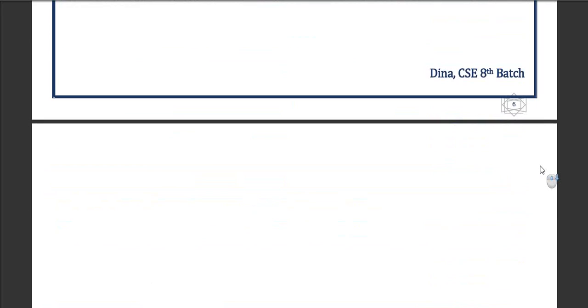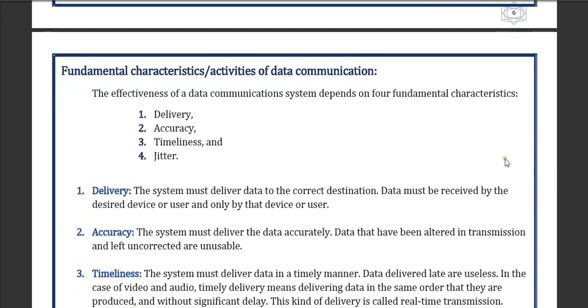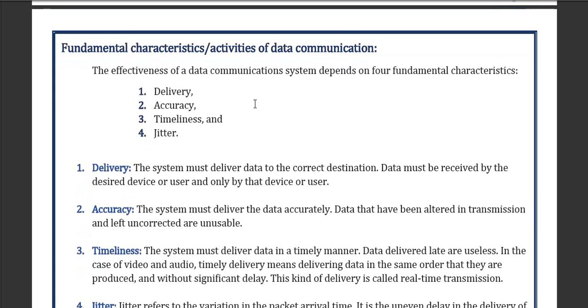Moving on to the next: fundamental characteristics or activities of data communication. Data communication has four activities or characteristics. The first one is delivery. The delivery of data is mandatory, because if the data is not delivered, communication is not possible. Then accuracy. You send "hi" to another person, but he receives "bye." Is it correct? No. So accuracy is a must.